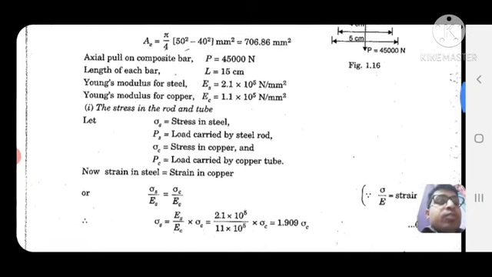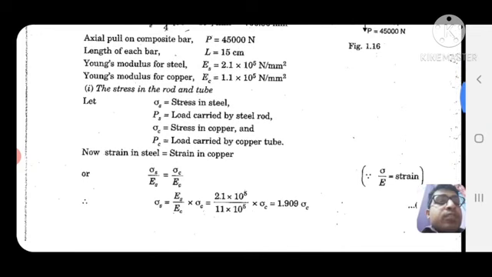Axial pull of composite bar P is equal to 45,000 Newton. Length of each bar L is equal to 15 cm. Young's modulus for steel ES is equal to 2.1 into 10 to the power 5 Newton per millimeter square. Young's modulus for copper EC is equal to 1.1 into 10 to the power 5 Newton per millimeter square.